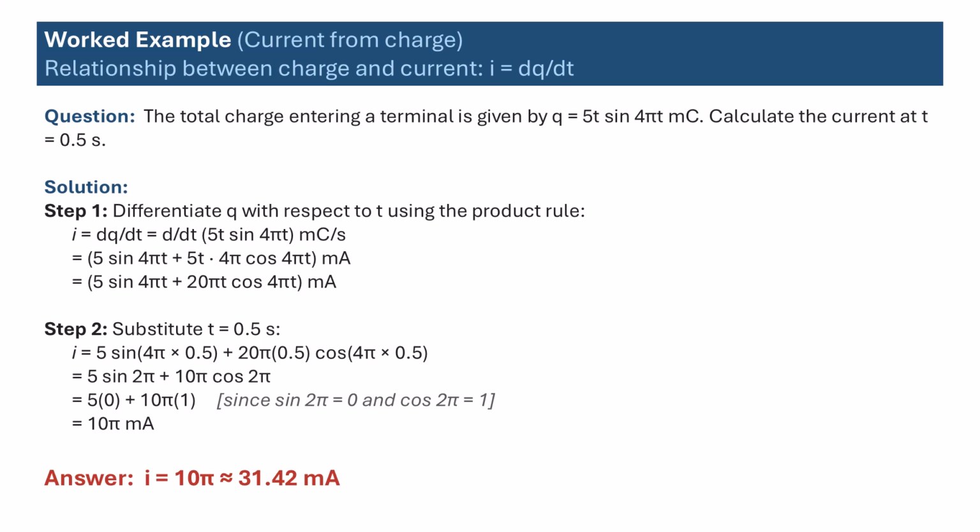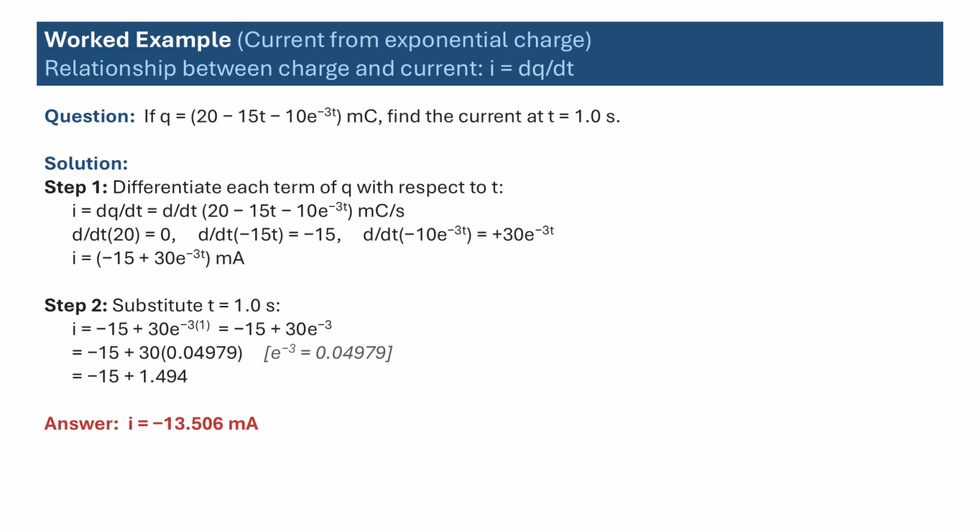This example demonstrates the application of calculus to circuit analysis. You should ensure that you are comfortable differentiating standard functions, polynomials, trigonometric functions, and exponential functions, as these are ubiquitous in electrical engineering. This worked example again applies the relationship I equals dq/dt, this time to a charge expression that includes a constant term, a linear term, and an exponential term.